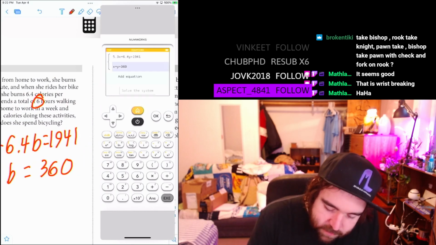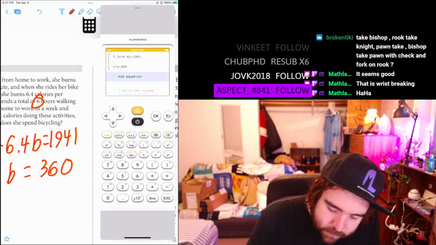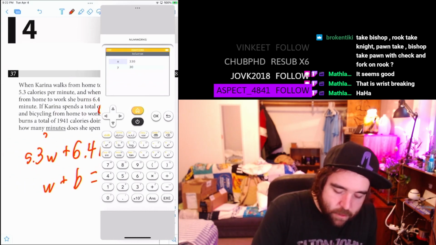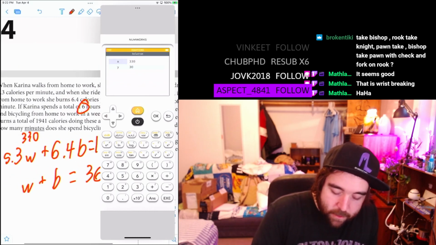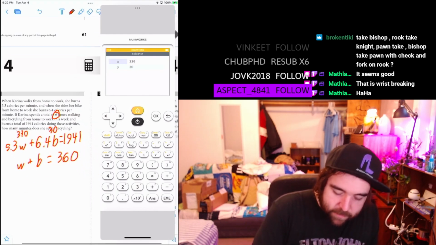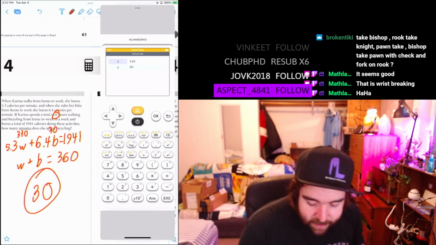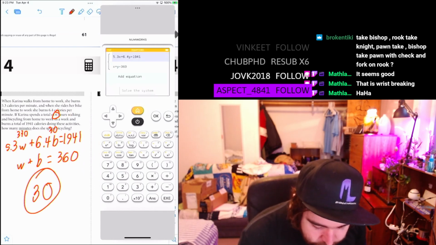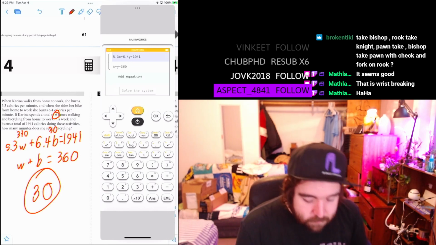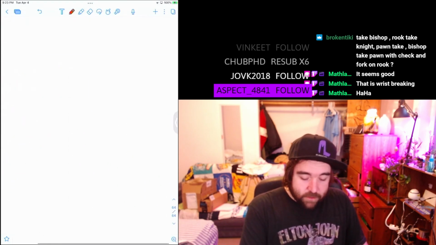And so look, we literally just type in our two equations here, and then we tell NumWorks to solve it for us. And they tell us that x is 330, which was walking, and biking was 30 minutes. So how many minutes did she spend biking? 30? That's kind of surprising. Let me make sure I type these in right. 5.3x, 6.4y is 1941. Yeah, that's right. Okay, that's the last problem.